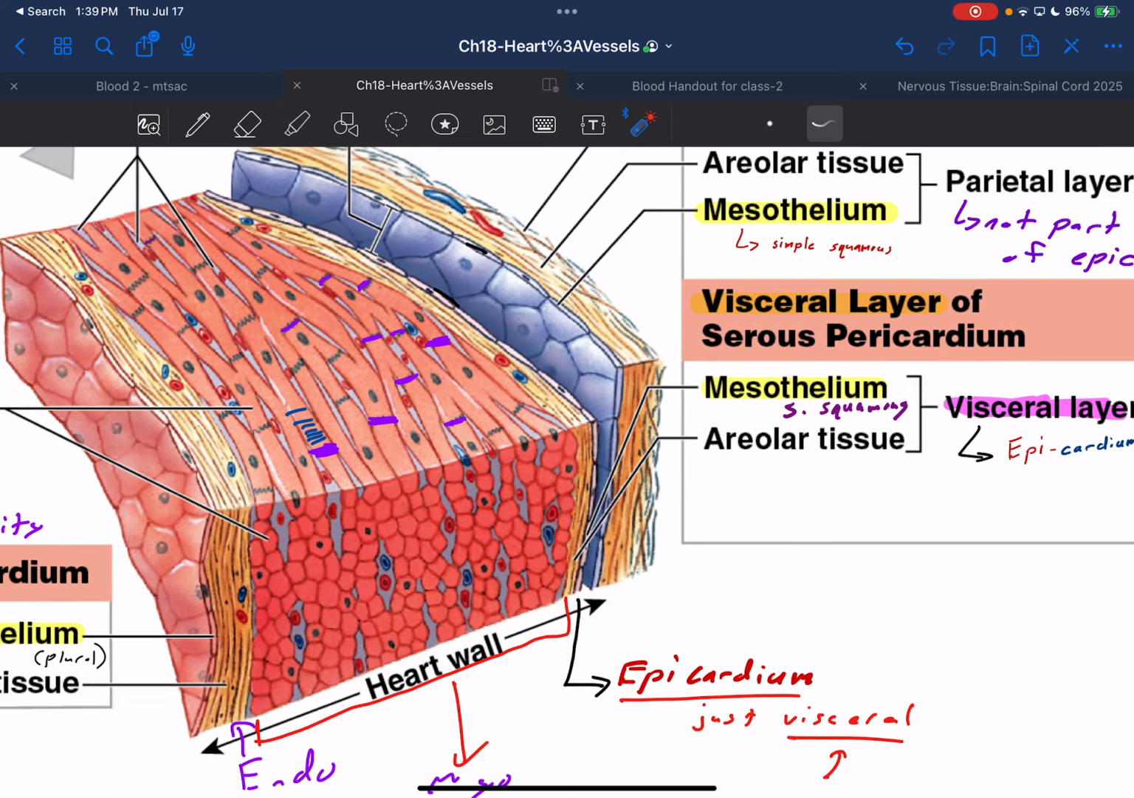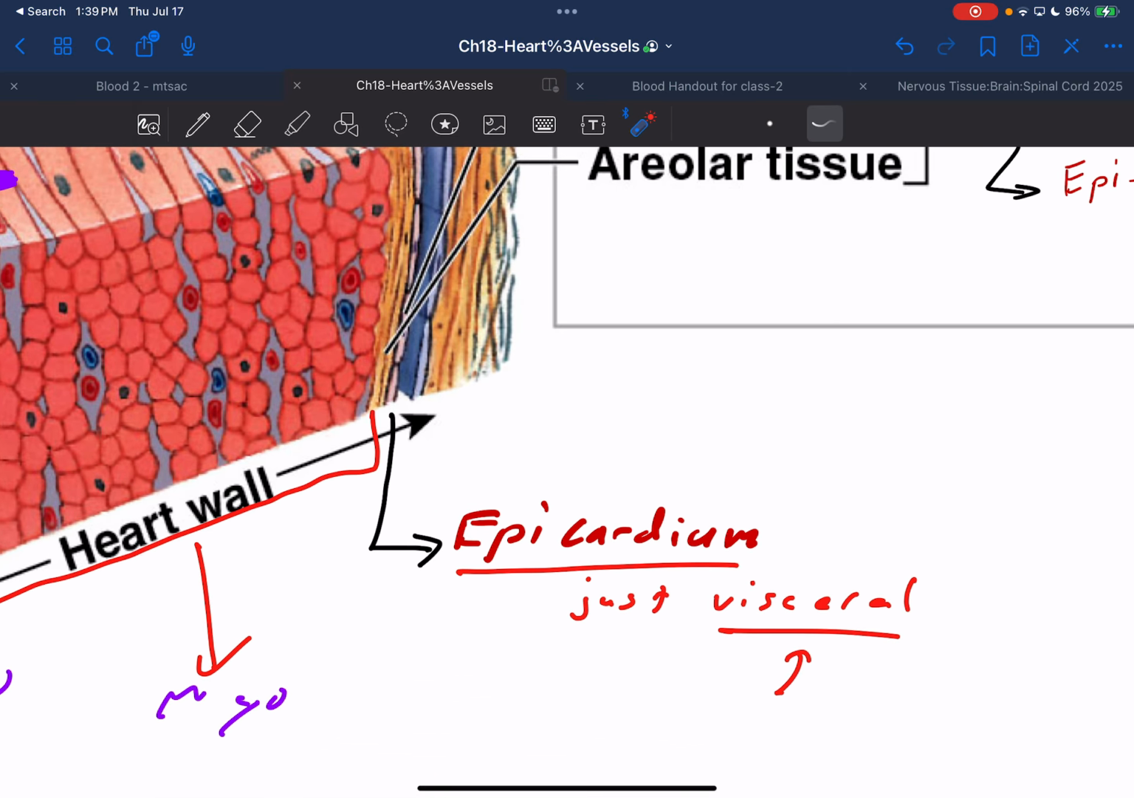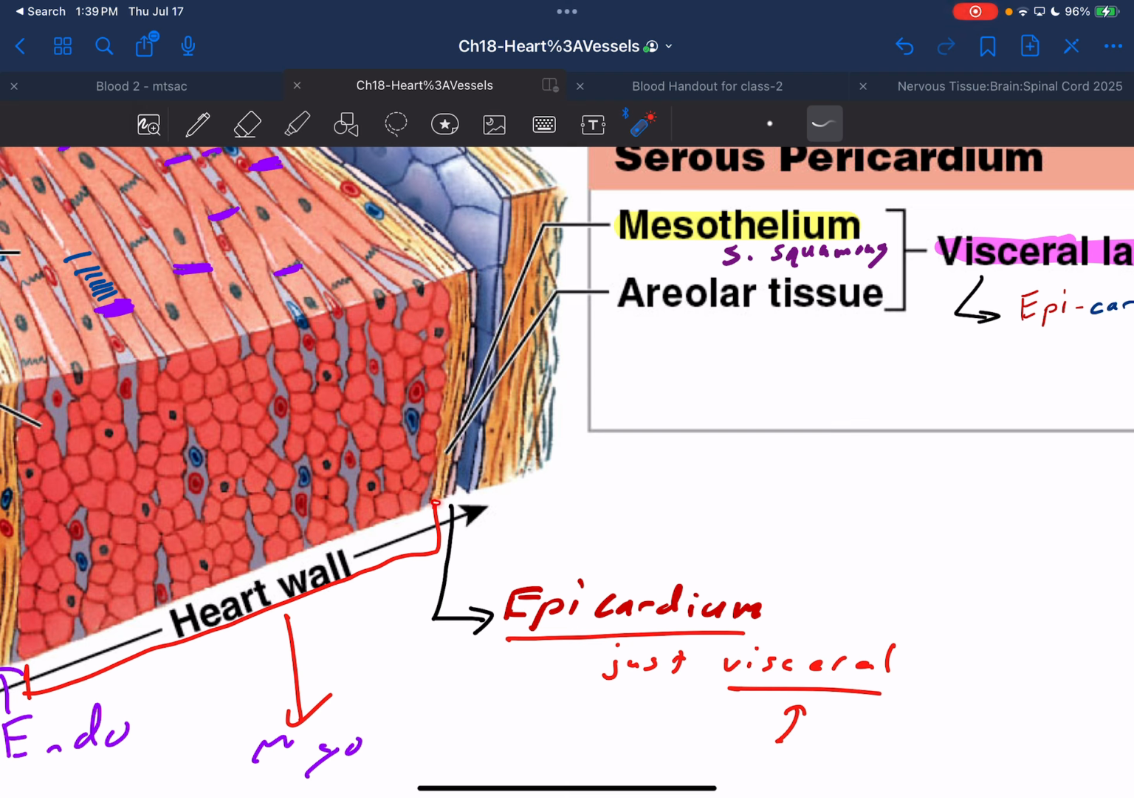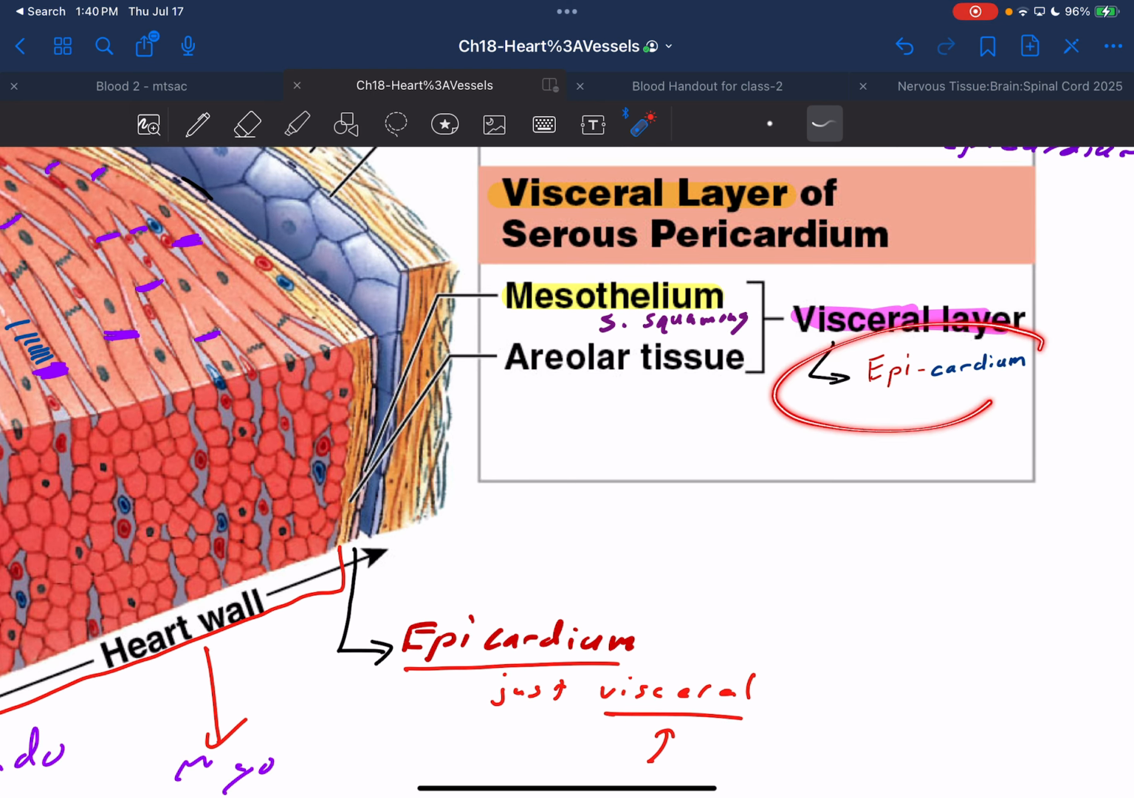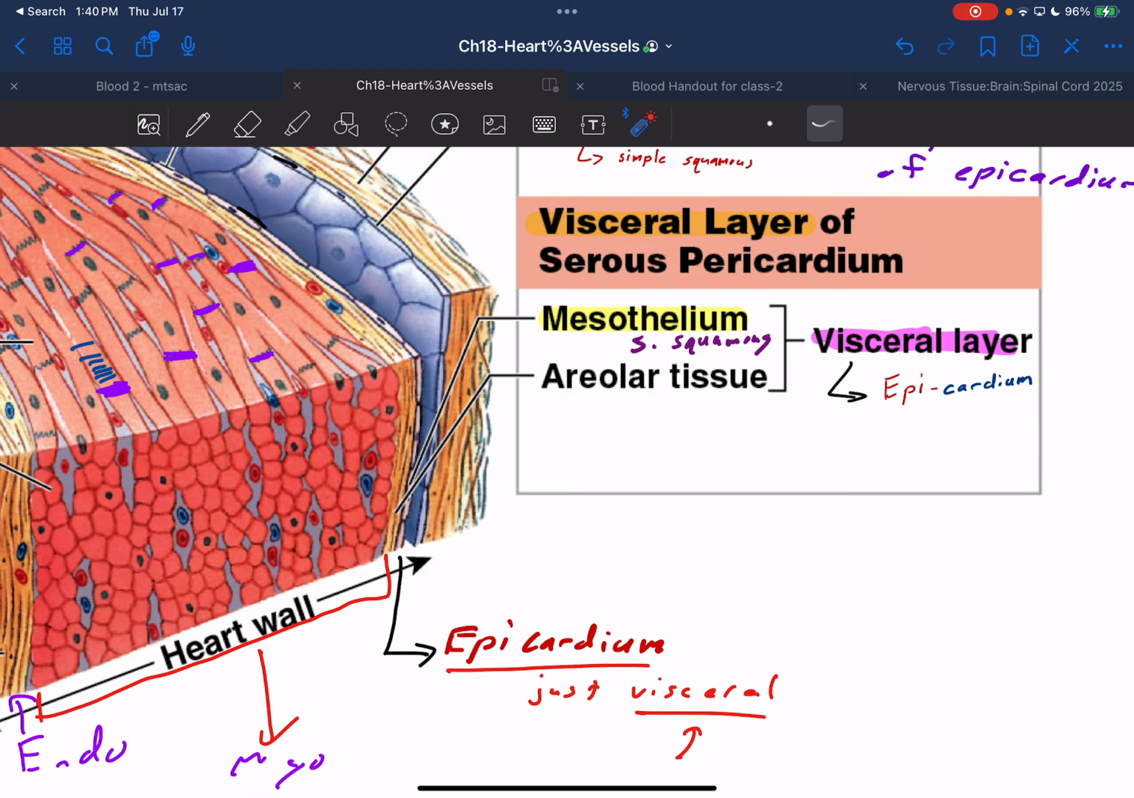That's what makes it so confusing, is that just this piece, let me get it on frame, just this piece is the epicardium. You would think that the whole thing would be epicardium, but no, it's only the visceral layer. That is the epicardium. I think that's very confusing. So we're saying it one last time so we can move on with clarity.